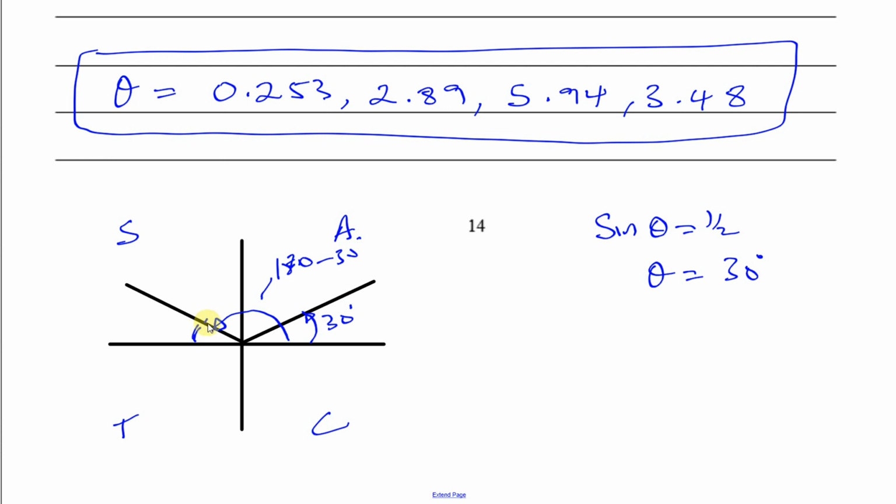This is going to be 150. So I end up with 30 and 150. And to get the next angle round for 30, going all the way around, I've got to add 360. That'll be 390. Add another 360 and so on. The same with 150.